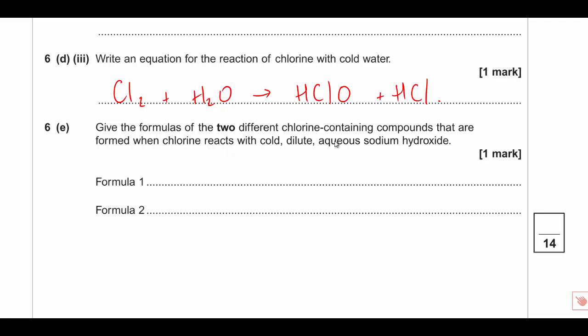Give the formulas of 2 different chlorine-containing compounds that are formed when chlorine reacts with cold, dilute aqueous sodium hydroxide. NaCl, NaClO. So they're the 2 things that are produced in this reaction with the cold, dilute aqueous sodium hydroxide. Those you're expected to know. Okay, write the equation out if you must, but those are just the two things. And remember, it's that disproportionation reaction there where we have different chlorine species formed.